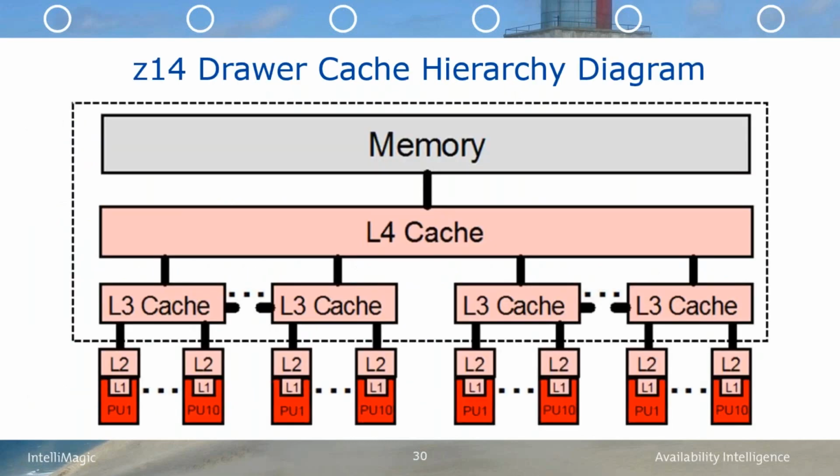So in this Z14 cache hierarchy diagram, we find a cache hierarchy in levels 1 through 3 that's largely similar to the Z13. But one very significant difference is the unified level 4 cache. So let's look at the rationale behind that.